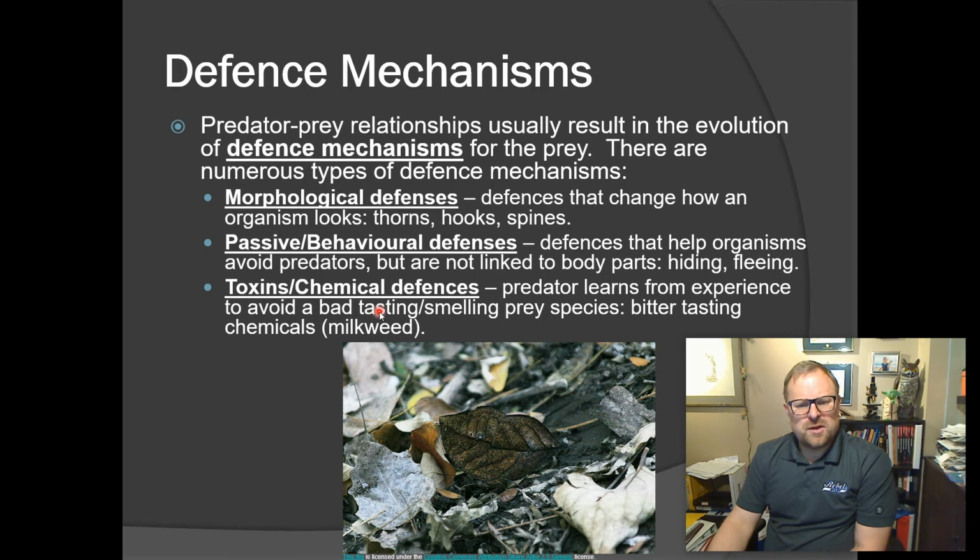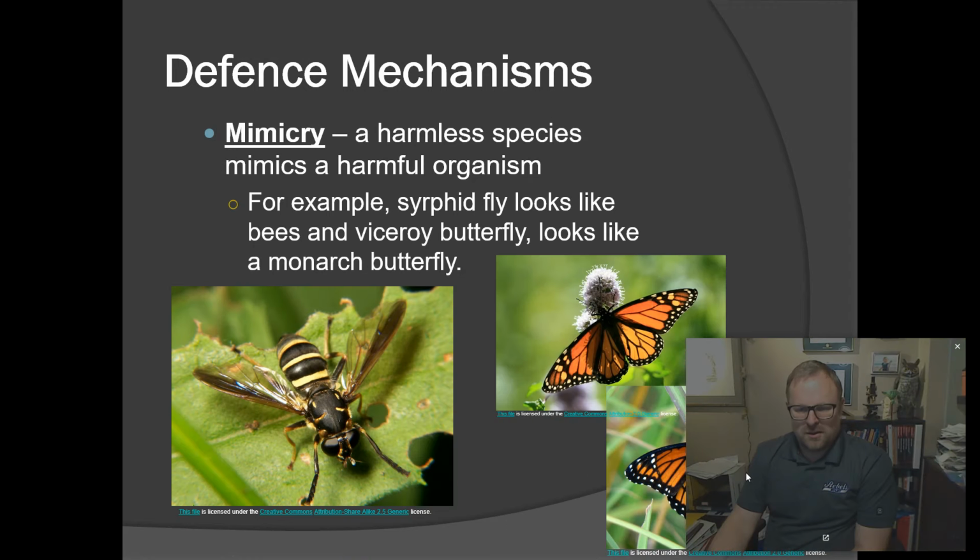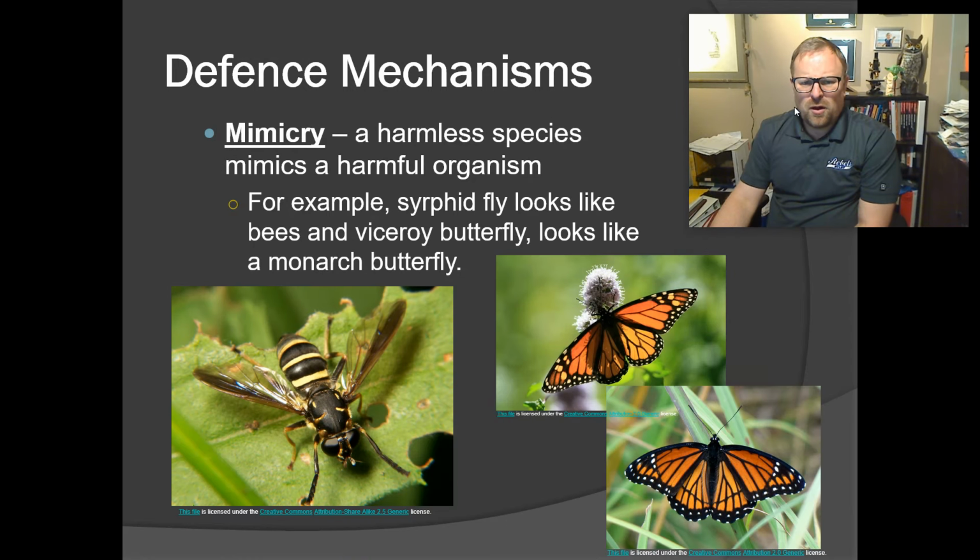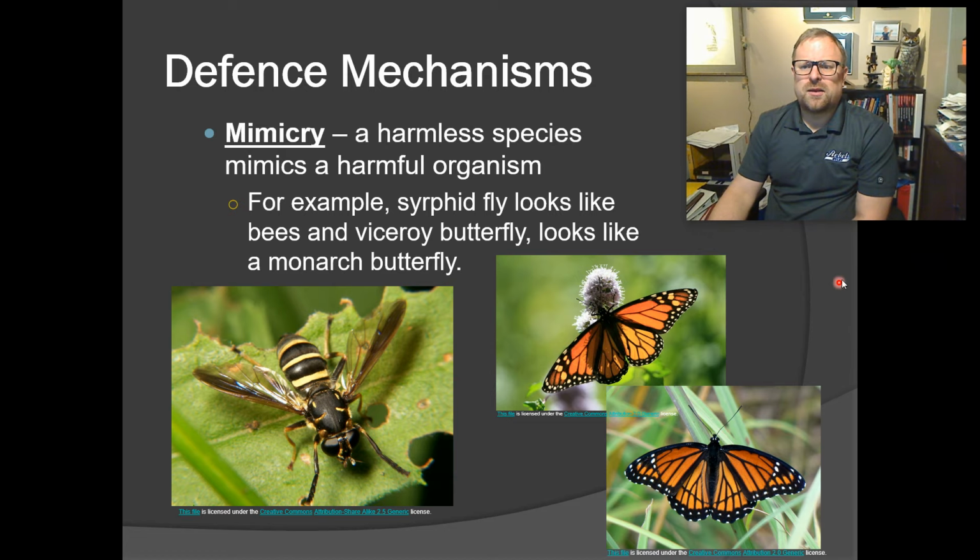And then there's another way, which is the development of toxins or chemicals. Predators learn from experience to avoid eating something that tastes bad. Something that eats milkweed, for example, tastes awful. I have an example of that in the next slide I wanted to talk about. And all of this leads to something called mimicry in many cases.